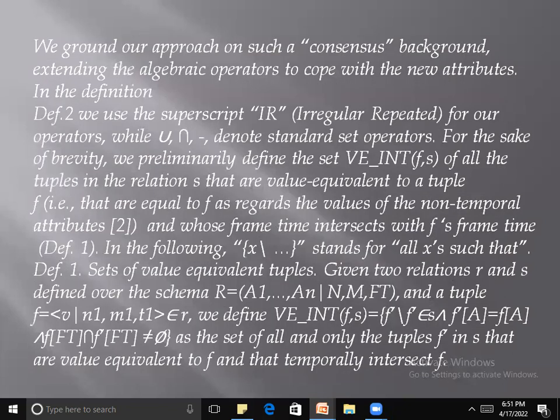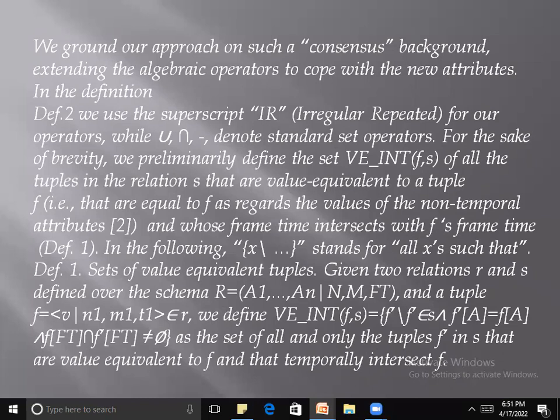We ground our approach on such a consensus background, extending the algebraic operators to cope with the new attributes. Definition 2. We use the superscript IR, that is irregular repetition, for our operators, while union, intersection, and minus denote standard set operators. For the sake of brevity, we preliminarily define the set VEINT of f, s of all the tuples in the relation S that are value equivalent to a tuple f, that is, that are equal to f as regards the values of non-temporal attributes, and whose frame time intersects with f's frame time.